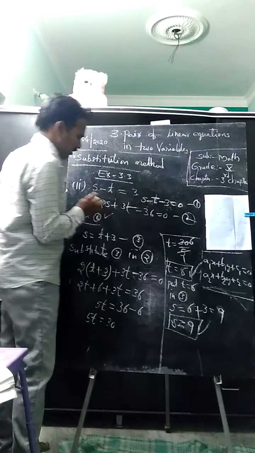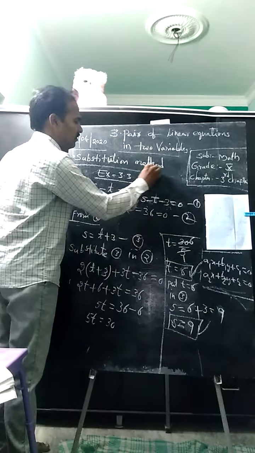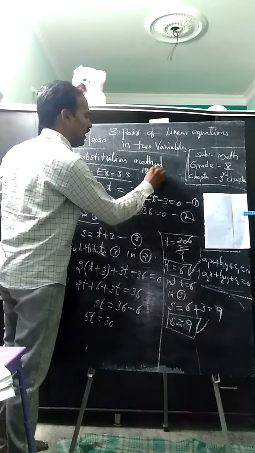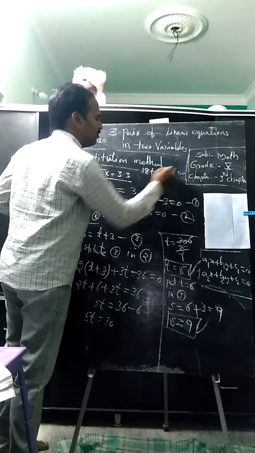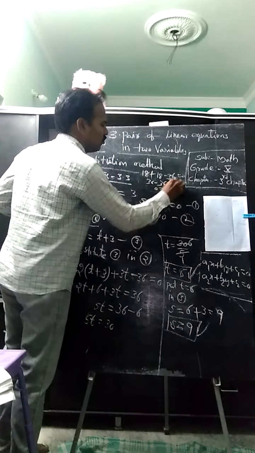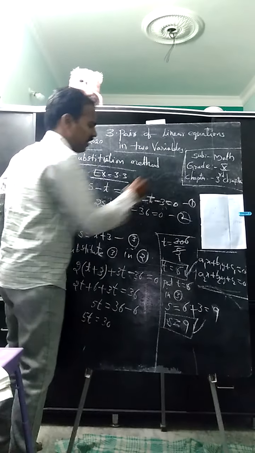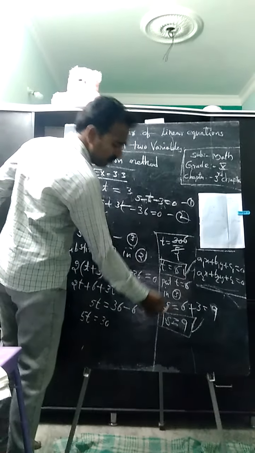Now s value is 9. 2 9s are 18, plus 3 6s, t value 6, 18, minus 36 equal to 0. 36 minus 36 equal to 0. 0 equal to 0, verified. So our answer is correct. What is the t value and s value, students? T value is 6, s value is 9.